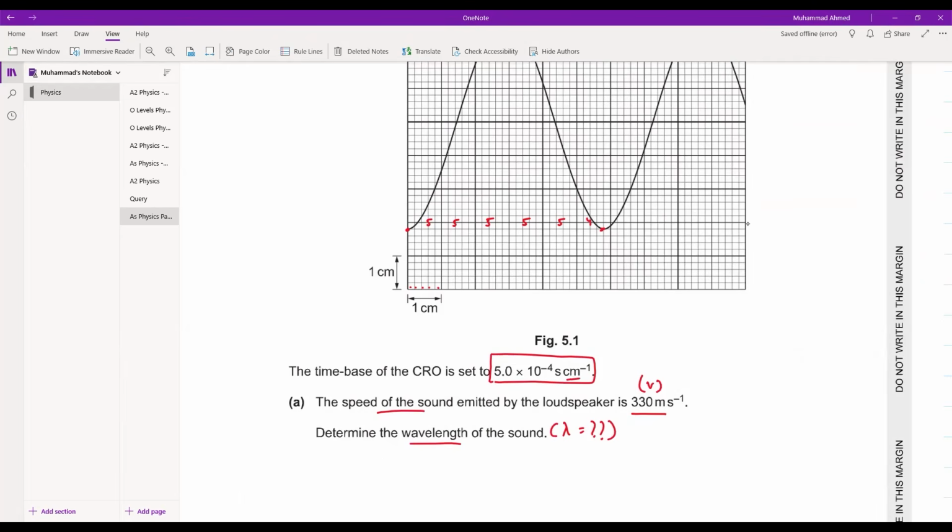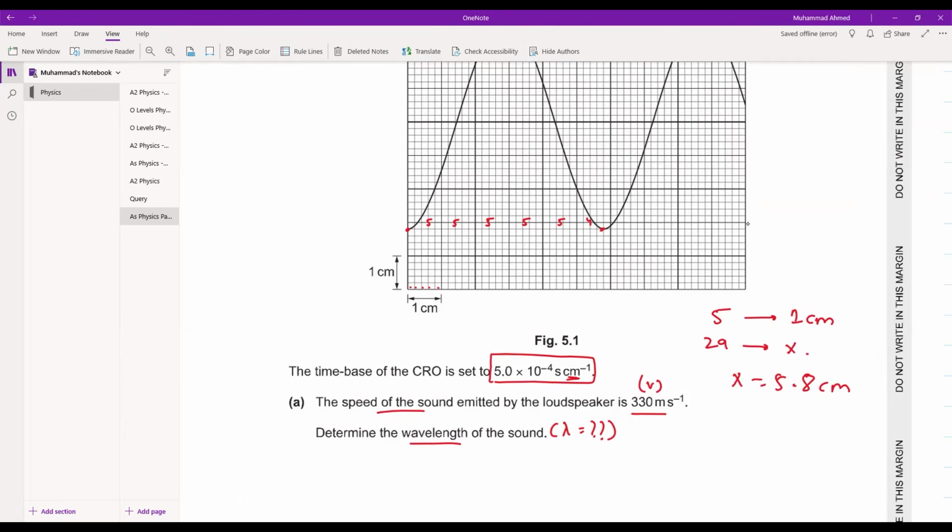If 5 boxes equal 1 centimeter, 29 boxes will be equal to how many centimeters? X. Let's calculate this. 29 divided by 5 comes out to be 5.8. X comes out to be 5.8 centimeters.